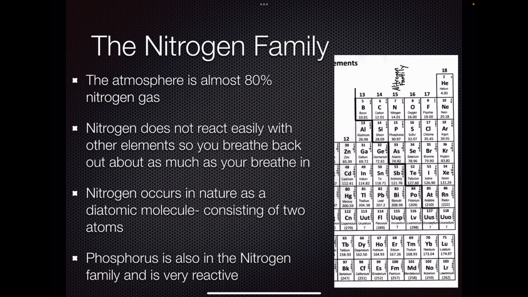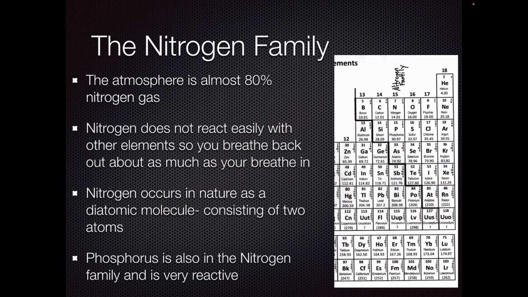The next family, called the nitrogen family, there's a theme here, right? Are we catching on that the top element is generally the name? So the nitrogen family is composed of nitrogen, phosphorus, arsenic, and so on all the way down. The atmosphere is about 80% nitrogen gas, but nitrogen doesn't really react with other elements. So when you breathe in nitrogen, you just kind of breathe it back out. So it doesn't affect your body composition or anything of that.